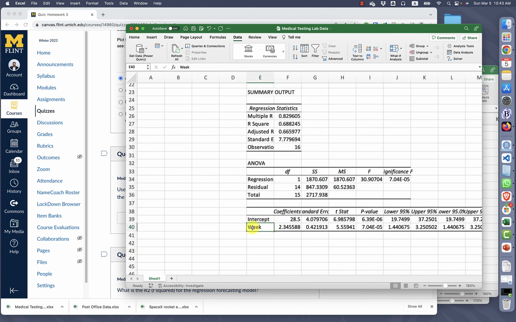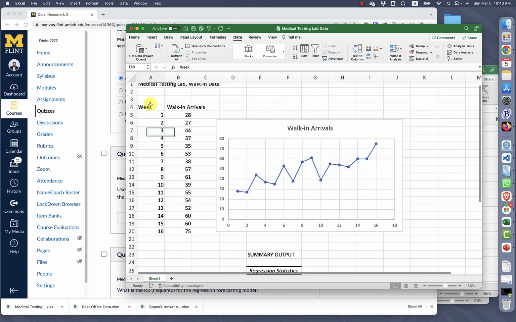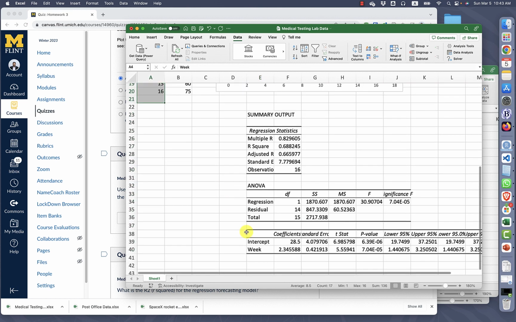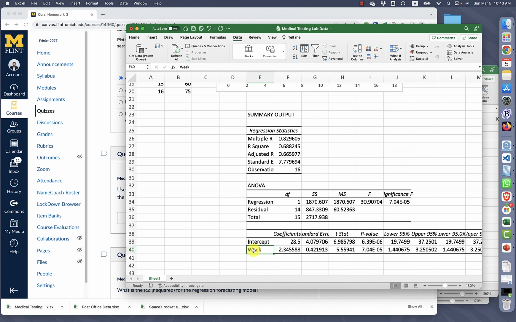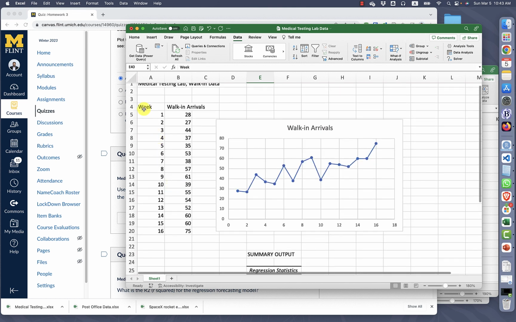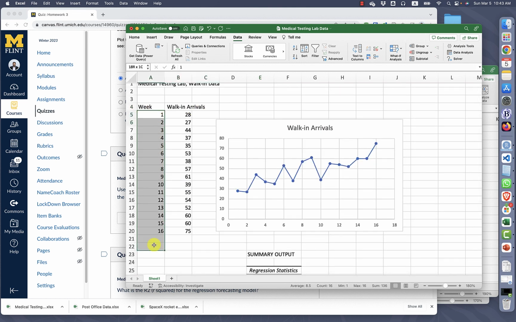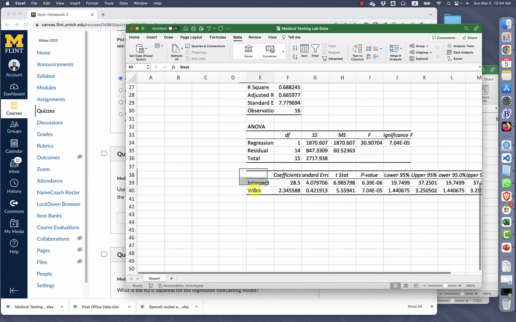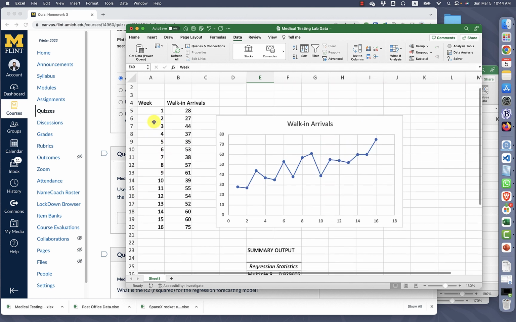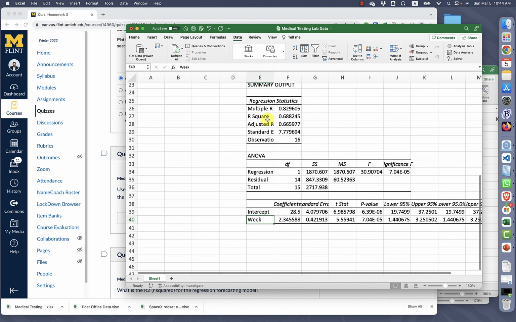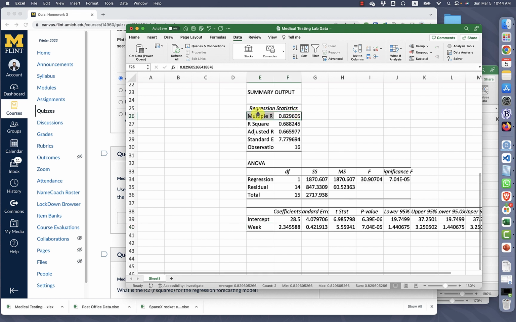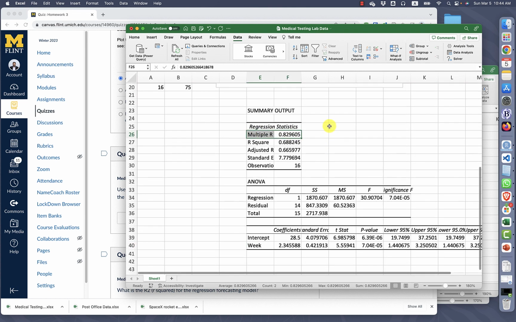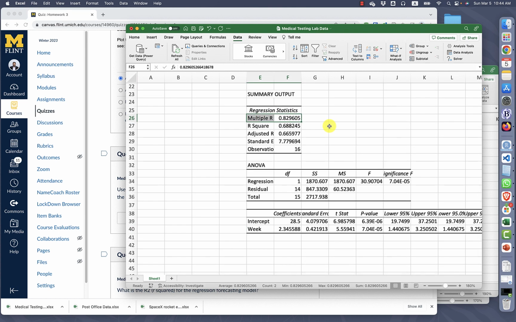You can see it's labeled as Week, which is this column here. It knows to call this Week because I selected the labels. If you did not select the labels, because you only had numbers, then it will just say something like Variable 1 or X1. So it wouldn't give you a label based on your data. Okay. So the R-square value is important. If we have an R-square of 0.829, about 83%, that's a very good value.